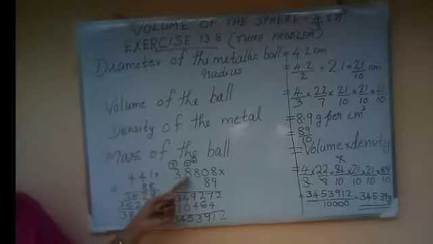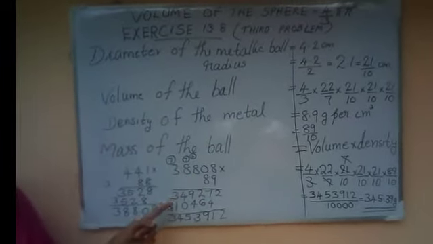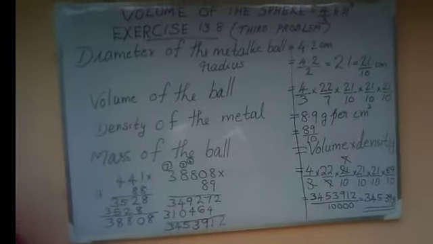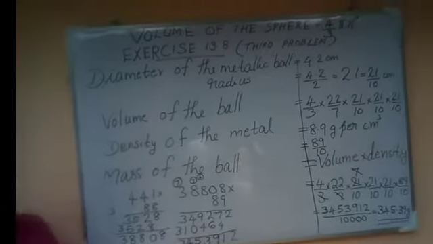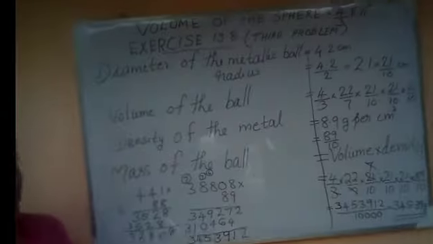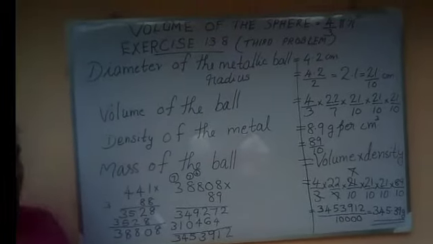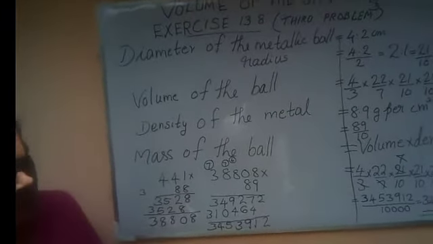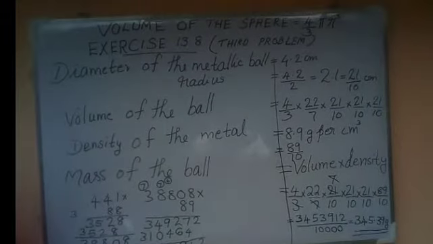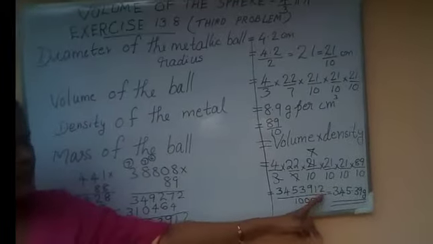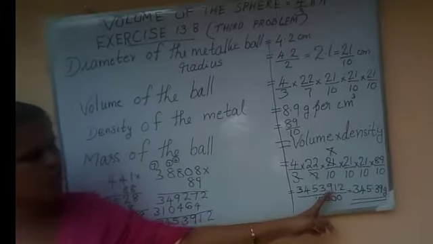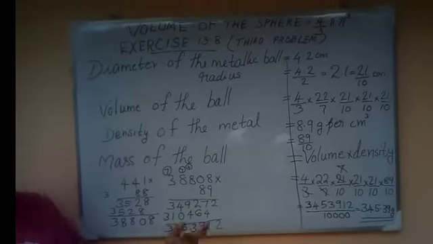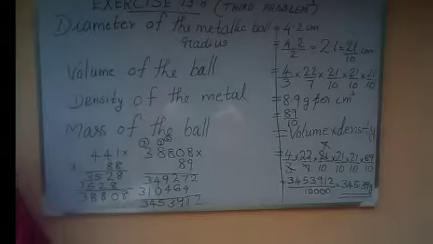38,808. Then again multiply 38,808 into 89. You will get 34,53,912. Then the denominator there are 4 tens that become 10,000. 34,53,912 by 10,000. The answer is 345.39. Here you can count 4 decimal place. 1, 2, 3, 4. You can put the point here. 345.39 gram. Okay.